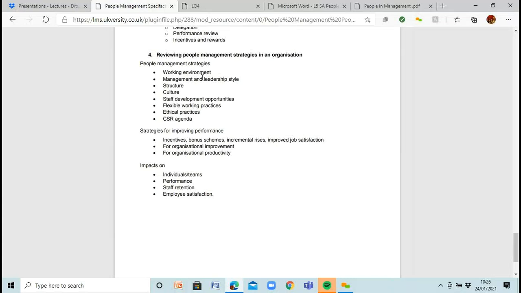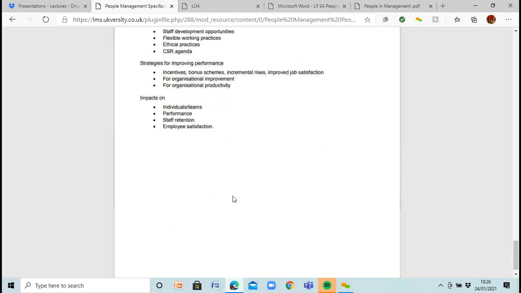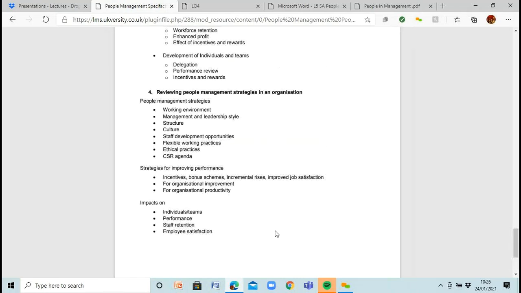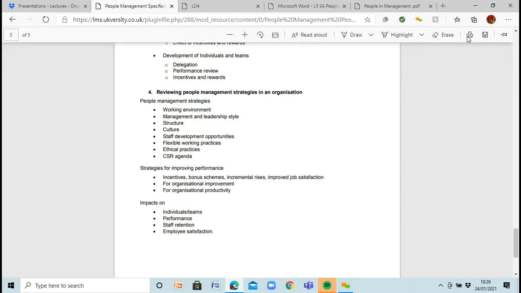So for learning outcome 4, we've got the people management strategies over here. It gives you an idea of what things you should be including. Then strategies for improving performance, so incentives, bonus schemes, and so on. And then you've got impacts on individuals, teams, performance, staff retention, and employee satisfaction. So these are the things that you would need to be including within your assignment.